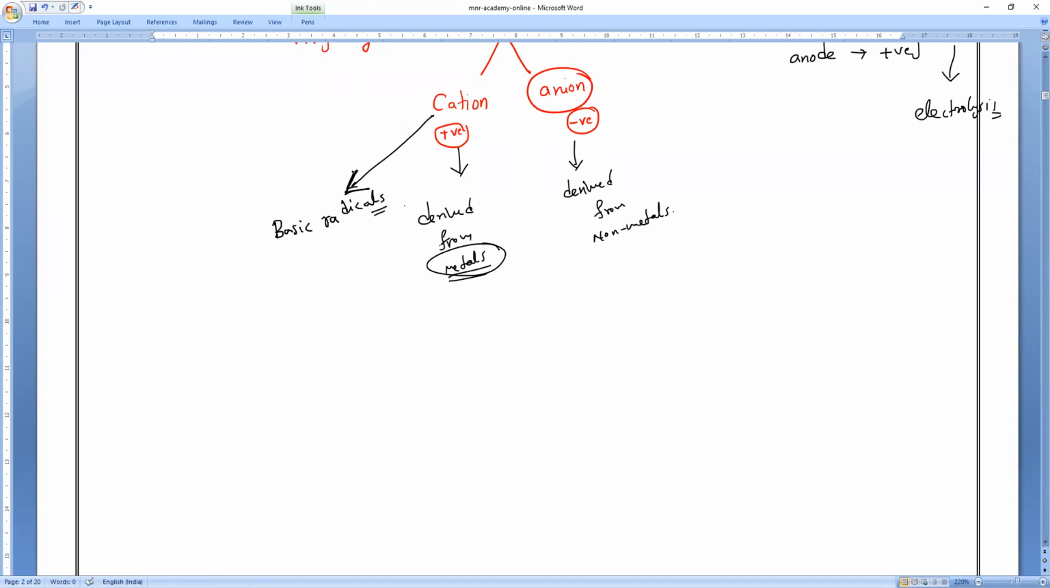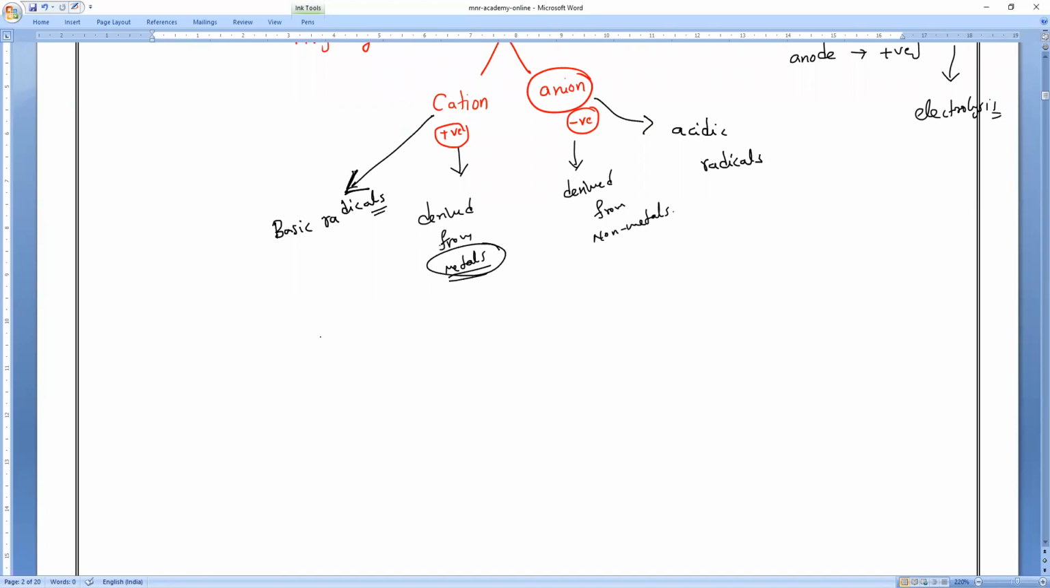Basic radicals, and anions are derived from non-metals. That is why these are called, what, everybody? Acidic radicals. That is what you have to remember. Okay, so make it quick now. Mr. Johan and Harani, are you there? Yes, sir. So that is what you have to remember.